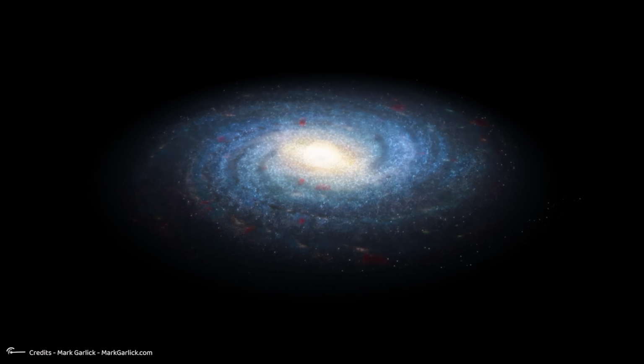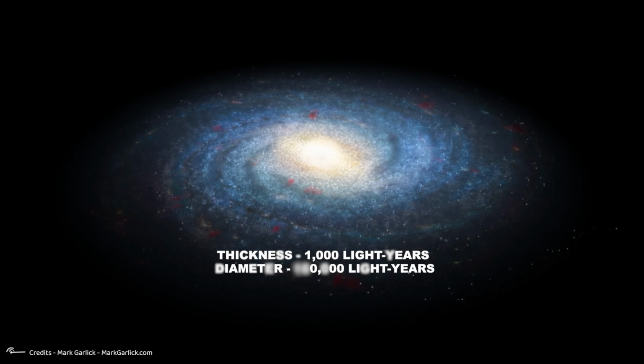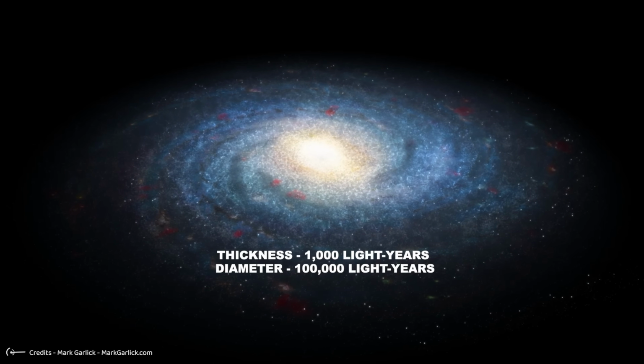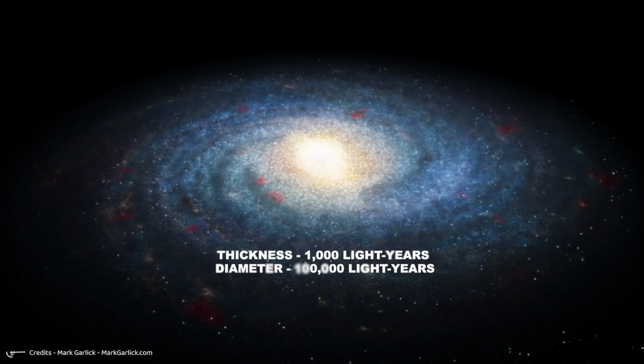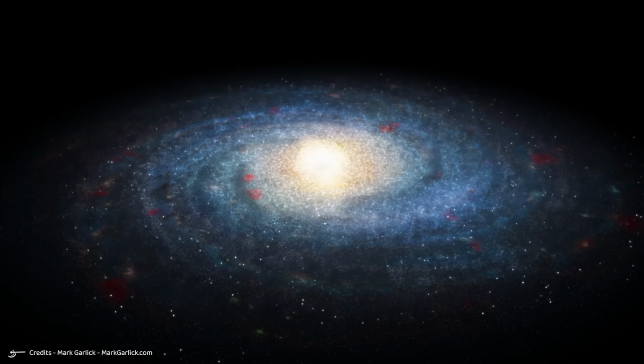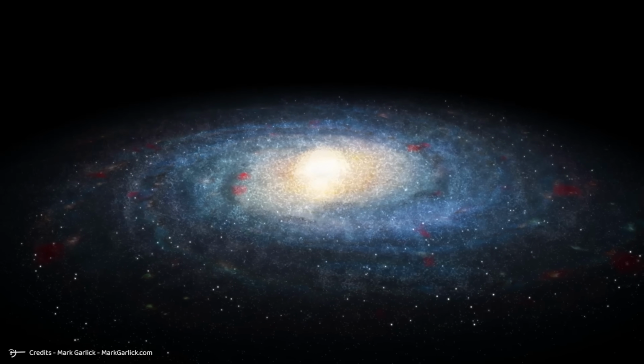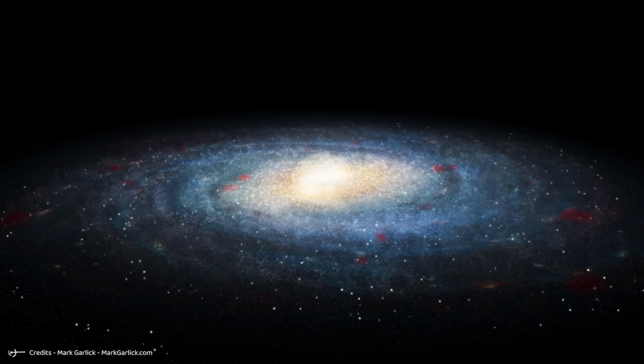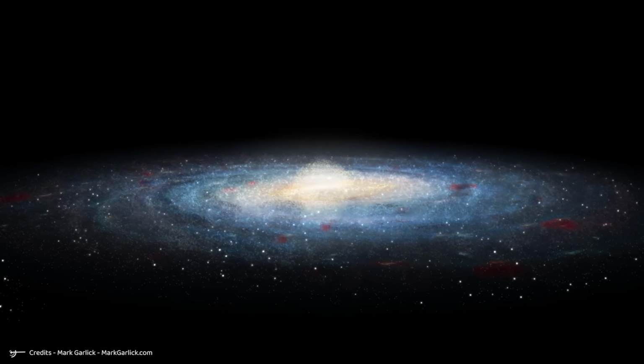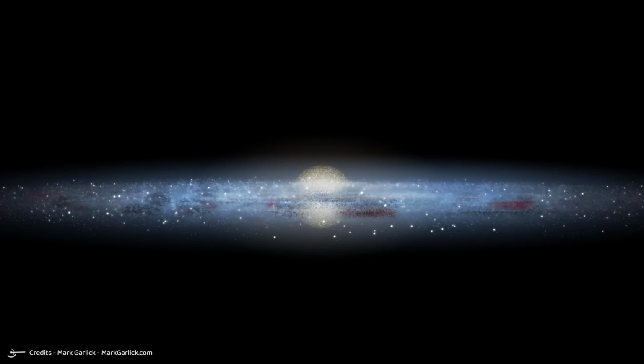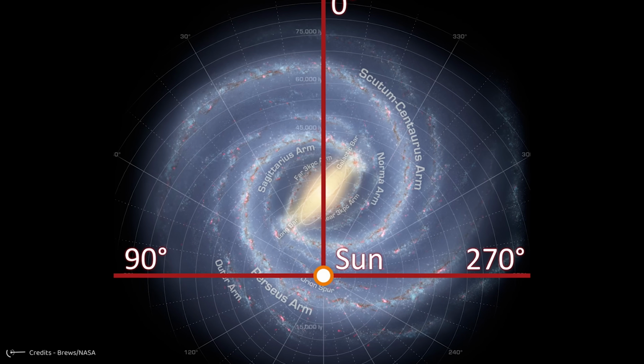The Milky Way is disc-shaped with a thickness of about 1,000 light-years and a diameter of about 100,000 light-years. From this plane, the galactic coordinate system is defined. Galactic north is a direction perpendicular to the disk. Galactic south is the opposite direction. Here's a detail worth noting.